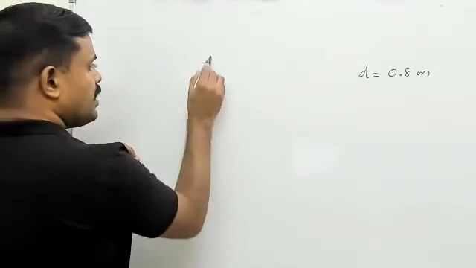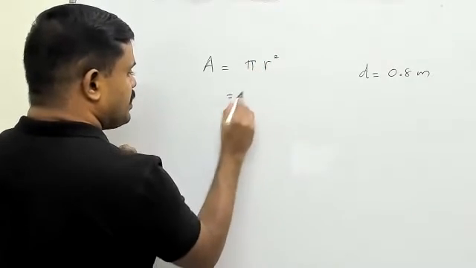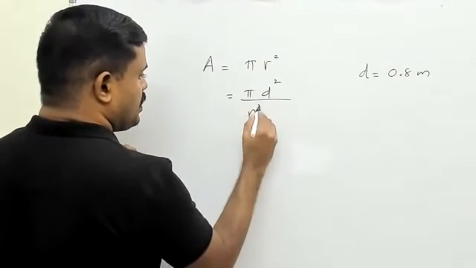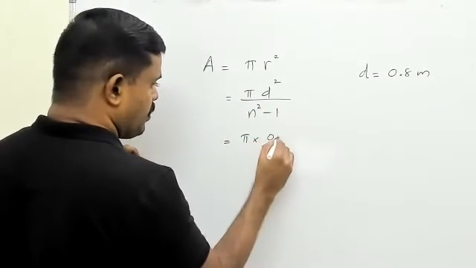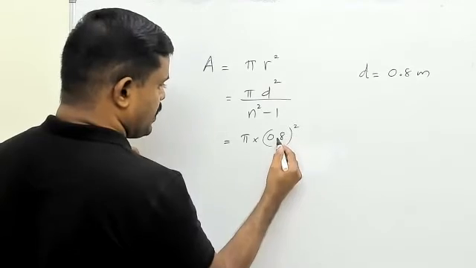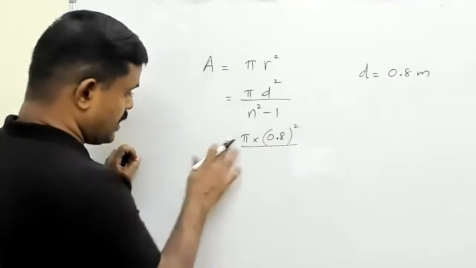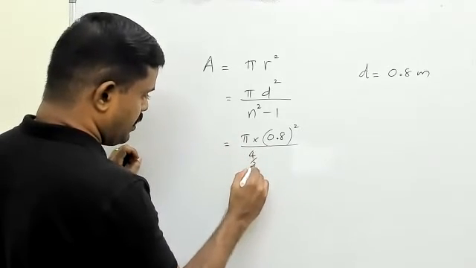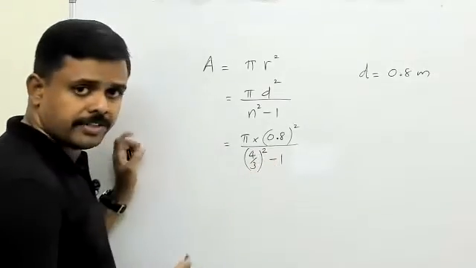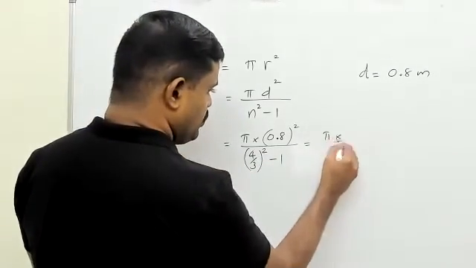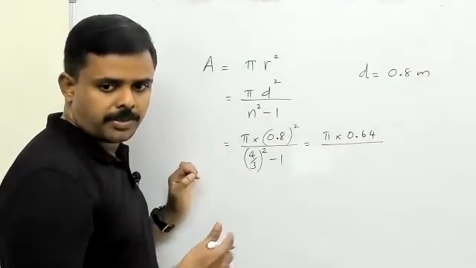Refractive index is given. Let us write down the equation. Area is pi r square, that is pi d square by n square minus 1. Let us put it: pi into d square, 0.8 square, divided by n square minus 1. It is water, so n is 4 by 3, water is 1.33. So pi into 0.64, since 8 square is 64, so 0.8 square is 0.64.